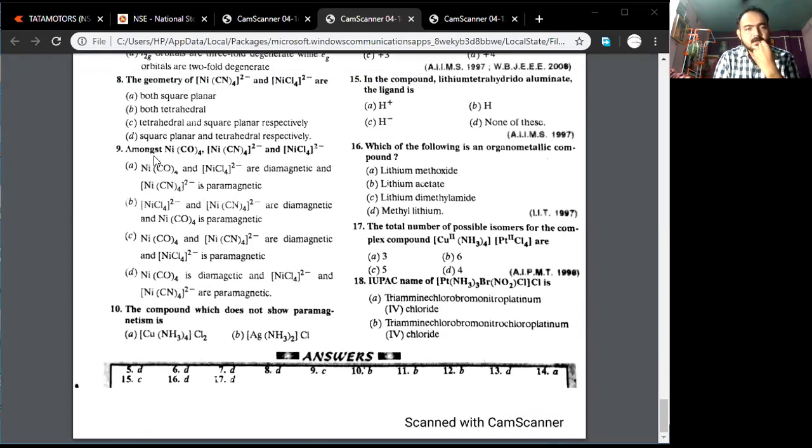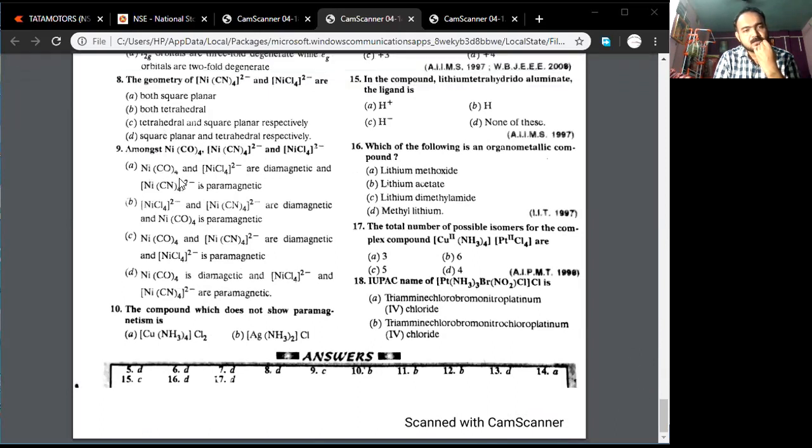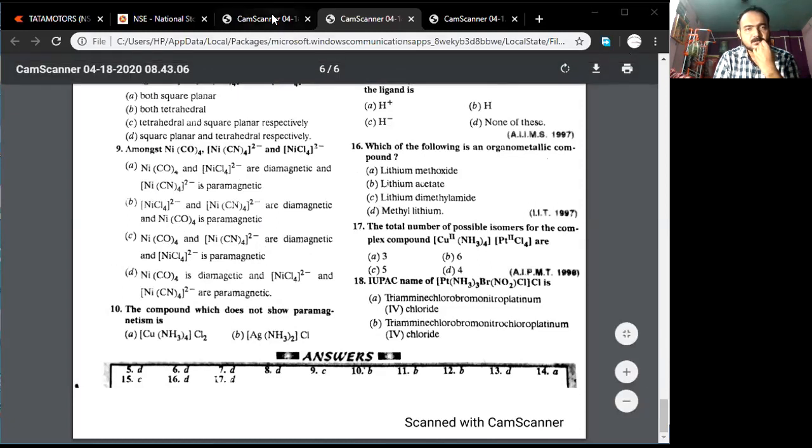Now you see, among Ni(CO)4, [Ni(CN)4]2-, and [NiCl4]2-, all the examples are present in my VBT lecture. You can see here Ni(CO)4. I have definitely done this complex because it is an extraordinary complex. It forms sp3 hybridization with a magnetic moment of 0 because it is an exceptional compound. So it has a tetrahedral shape. So Ni(CO)4 and [Ni(CN)4]2- are diamagnetic.